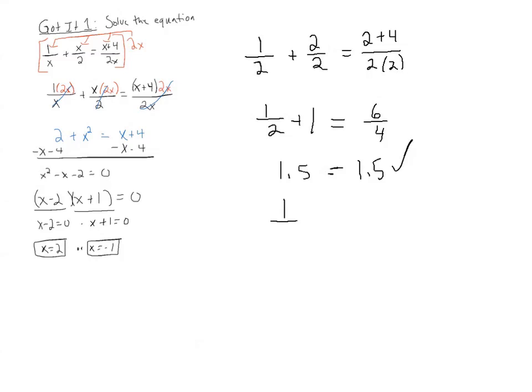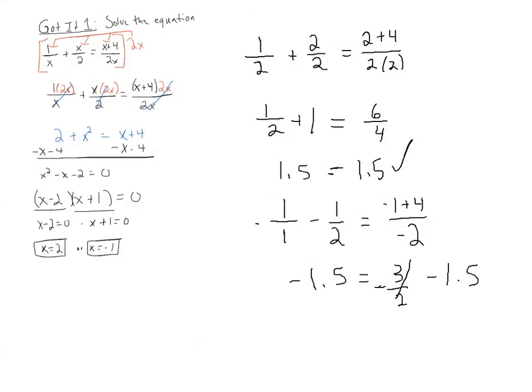Alright, so let's try negative 1. So we'd have 1 over negative 1 minus 1 over 2 is equal to negative 1 plus 4 over 2 times negative 1, which would give me a negative 2. So negative 1 minus 1/2, that would be a negative 1.5. Negative 1 plus 4 is positive 3 over 2, so that's a negative. Negative 3/2 is, again, a negative 1.5, so they both work this time. So both check off.